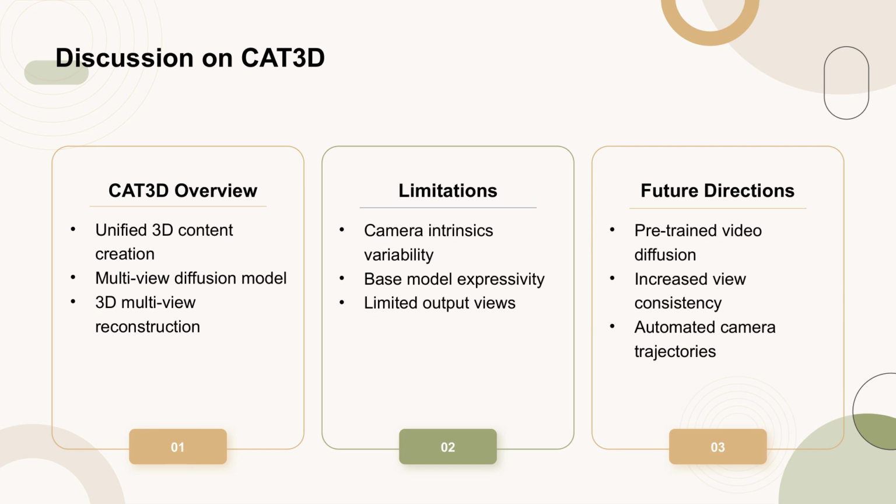However, CAT3D has limitations. The model is trained on datasets with constant camera intrinsics, making it less effective with varying intrinsics in test cases. The generation quality also depends on the expressivity of the base text-to-image model, and it struggles with out-of-distribution scene content. Additionally, the multiview diffusion model supports a relatively small number of output views, which may not all be 3D consistent. Future work could explore initializing the multiview diffusion model from a pre-trained video diffusion model, increasing the number of conditioning and target views to improve consistency, and automating the determination of camera trajectories for different scenes.